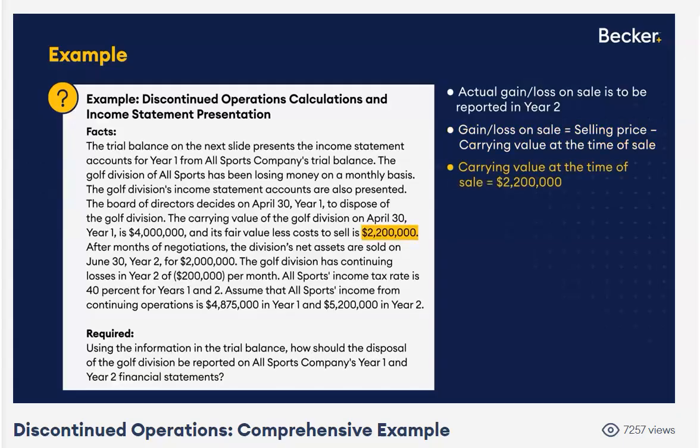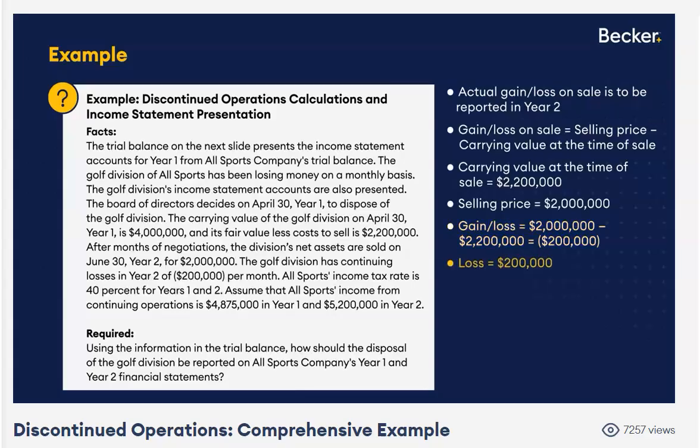What was the selling price? Well, they tell me after months of negotiation, they were able to sell it for $2 million. Do that calculation. Selling price of $2 million minus the carrying value at the time of sale, $2.2 million. We're going to have a loss on sale of $200,000.